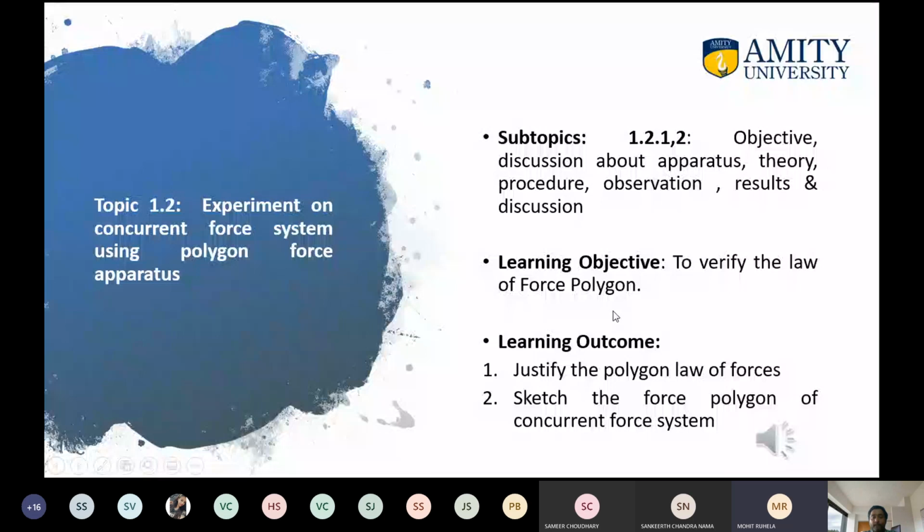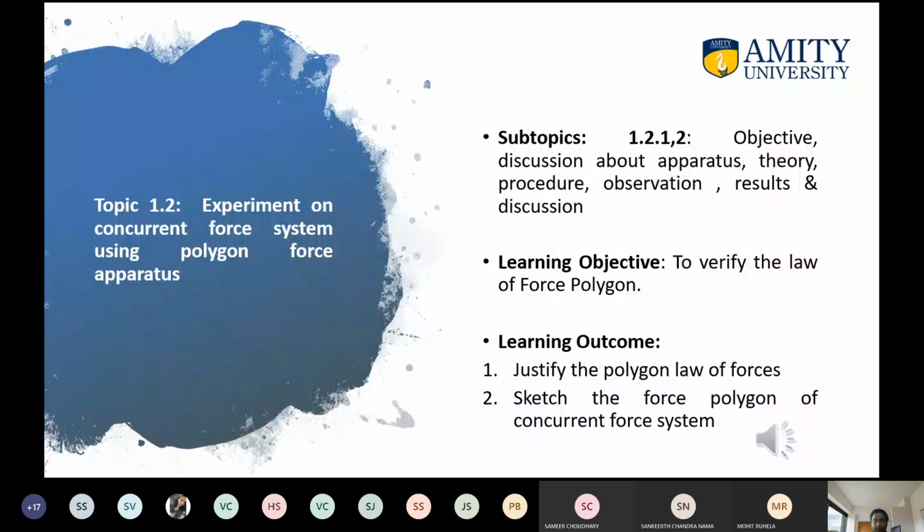Sir, different types of forces pass from a common point. Yes, the forces which are passing through a common point, or you can say from one point, that system is called a concurrent force system. Okay, means a point is there, and from that point, a number of forces are coming out. So that system is called a concurrent force system.